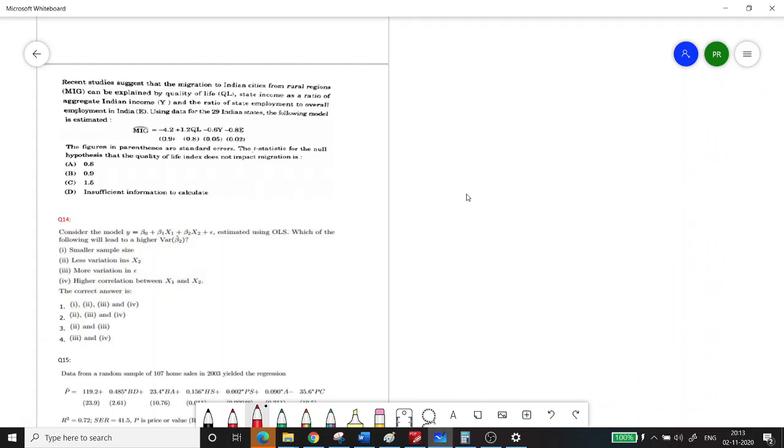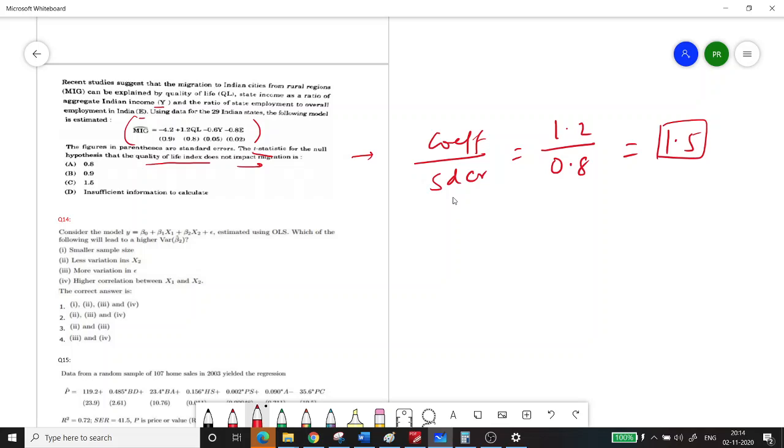So this is a question. It says that recent studies suggest that the migration to Indian cities from rural regions can be explained by quality of life, QL, state income as a ratio of aggregate Indian income given by Y, and the ratio of state employment to overall employment in India, given by E. So this is a model. Now it says that the figures in parentheses are standard errors. The T statistic for the null hypothesis that quality of life index does not impact migration. So just now we saw that T statistic will be nothing but the value of the coefficient divided by the standard error. So in this case, quality of life is my variable. So 1.2 divided by 0.8 and it must come to 1.5. So in this case, this is the true answer.